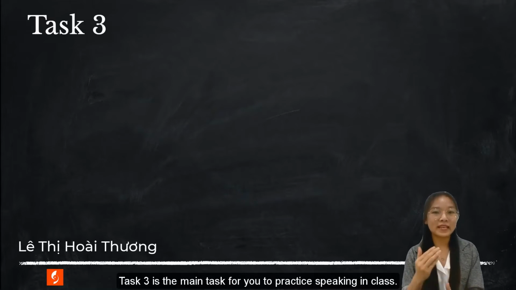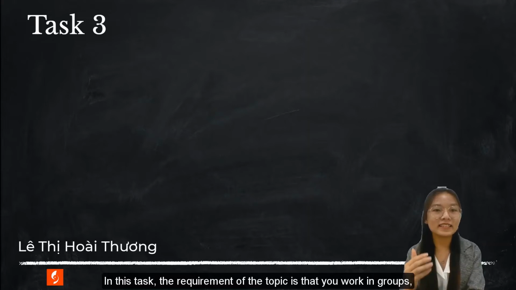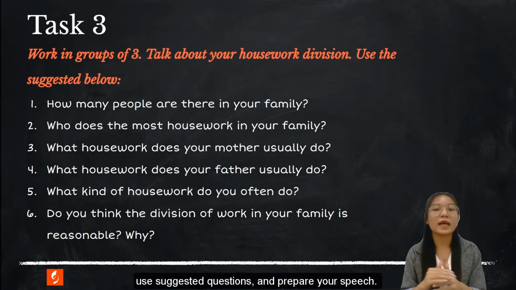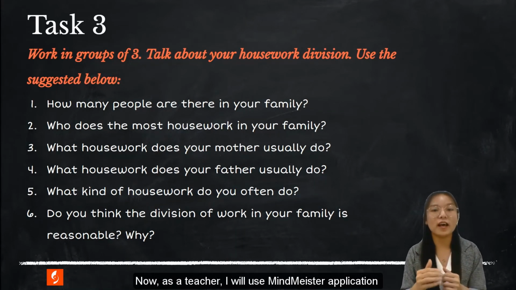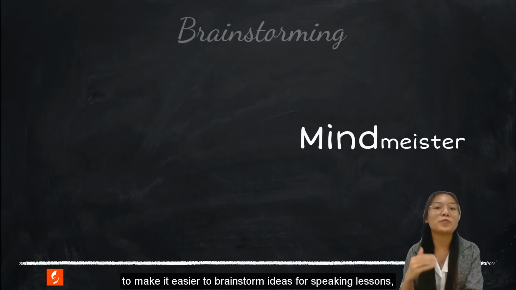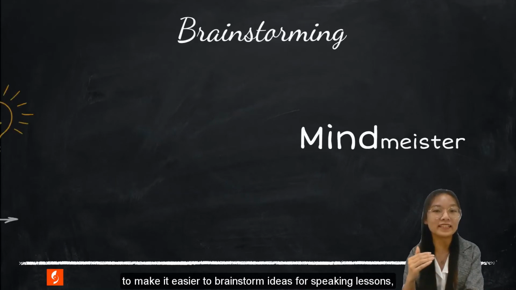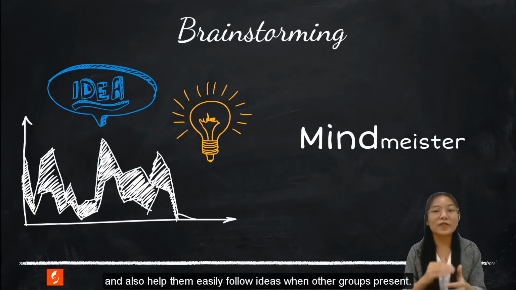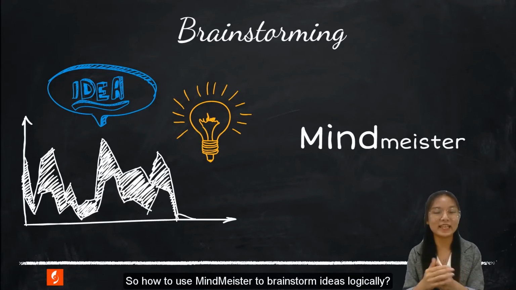Task 3 is the main task for you to practice speaking in class. In this task, the requirement is that you work in groups, use suggested questions, and prepare your speech. Now, as a teacher, I will use the MindMeister application to make it easier to brainstorm ideas for the speaking lesson, present them logically to students, and also have them easily follow the ideas when other groups present.